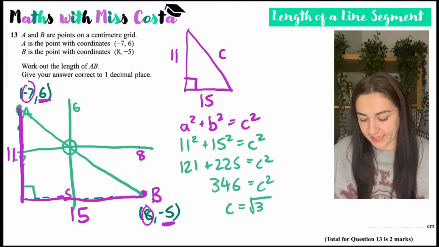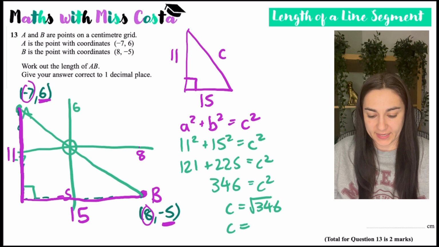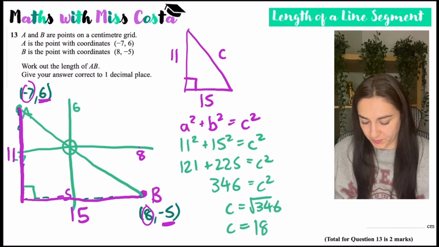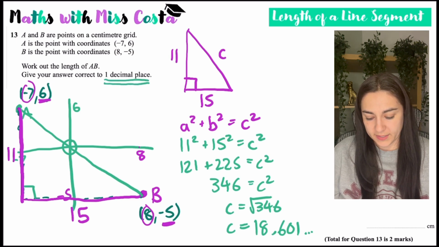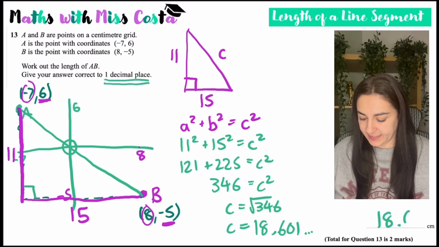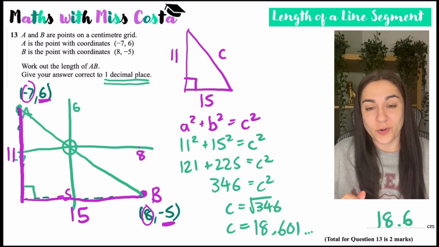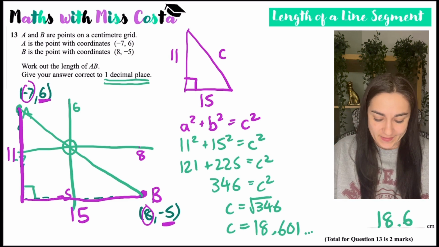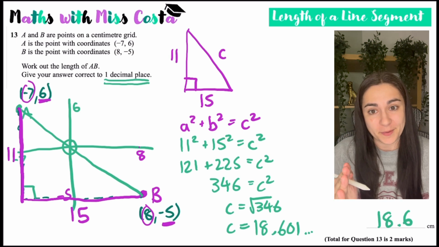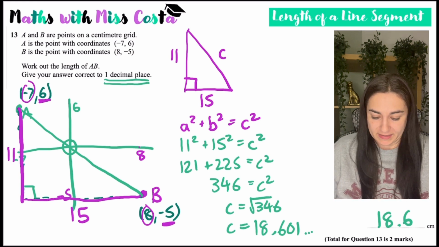And then to find the value of c, we need to do the square root of 346. So type that into your calculator and it gives you 18.601 blah blah blah, and it says give your answer to 1 decimal place, so I'm going to round that to 18.6. So the best thing you can do when you've got questions with a coordinate is actually just try and visualize it for yourself, draw it out, and then if you're ever trying to work out the length of a line segment, you're going to use Pythagoras. It's a centimetre grid, so you know that the distances are just going to be 1 centimetre between each coordinate, and that's how you can work that out.